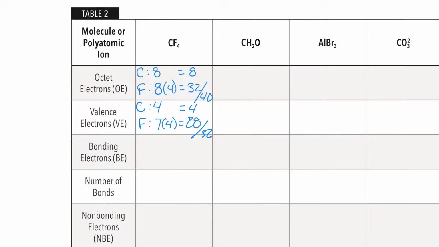To figure out the number of electrons that will be bonding, we'll take the octet number and subtract from it the number of valence electrons. So that gives us a total of 8 electrons that have to be shared between the carbon and fluorines in order to draw our Lewis structure. Those 8 electrons will be divided up into bonds. Each bond contains 2 electrons, so we'll take 8 divided by 2, giving us 4 bonds.